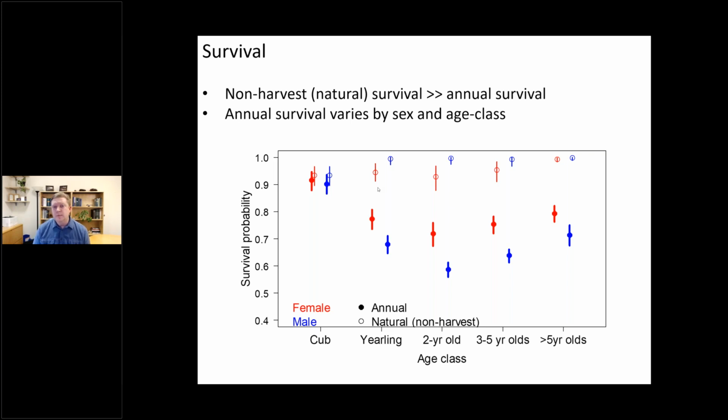The other thing that becomes apparent is that the annual survival, these filled-in circles, really varies between sexes and age classes. But overall, female survival was slightly higher than male, and that seemed to be a fairly consistent trend throughout. You'll notice there are big gaps between most of these age classes except for cubs, which goes back to the idea that cubs very rarely show up in the harvest data, and are actually very rarely harvested, suggesting that total natural survival is quite similar to the annual.